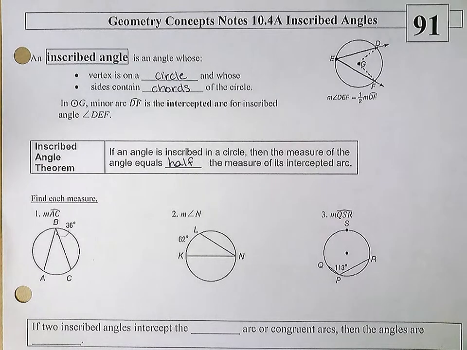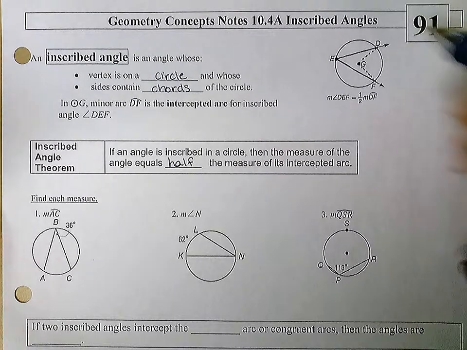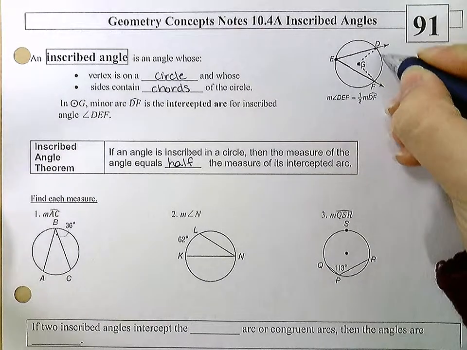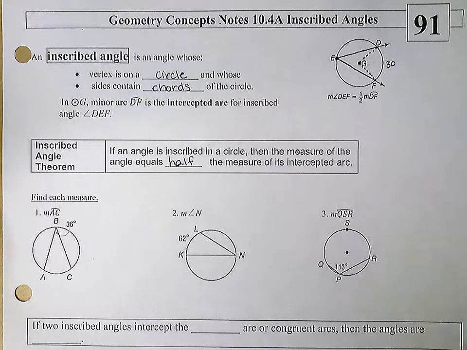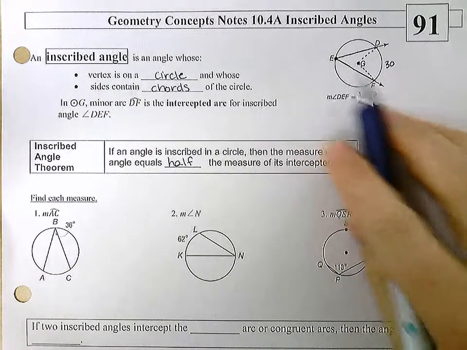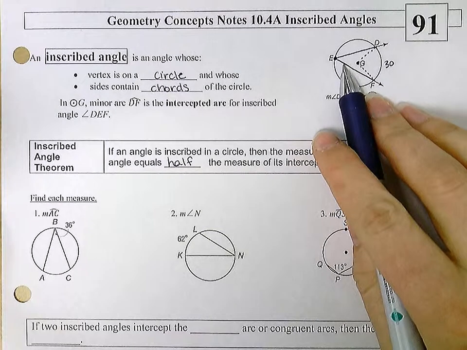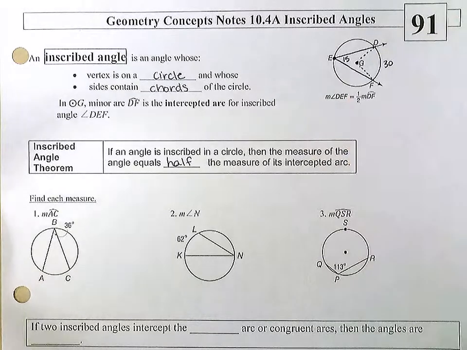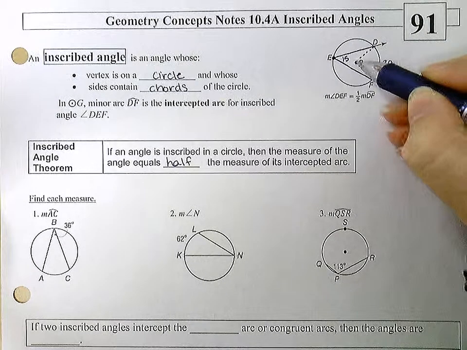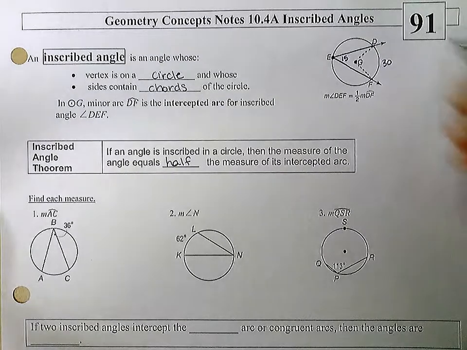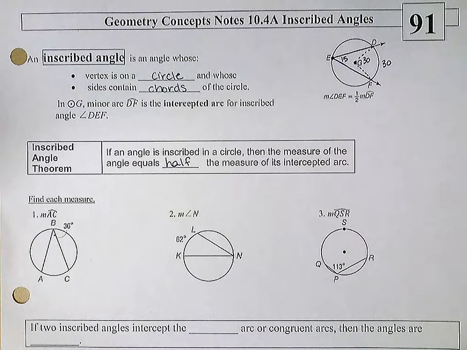Looking at my picture, if I know arc DF is 30, say I know the measure of that arc is 30, that means my inscribed angle, this angle DEF, would be half of that measure. So that angle measure would be 15. That is different than the central angle. What would the central angle's measure be? This angle right here from G to that intercepted arc would be 30. Do you see that difference?